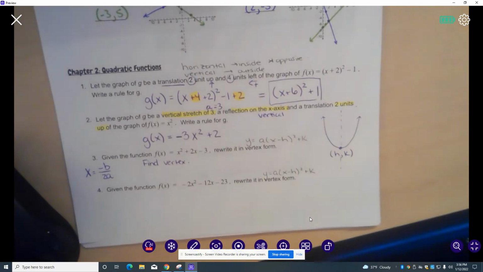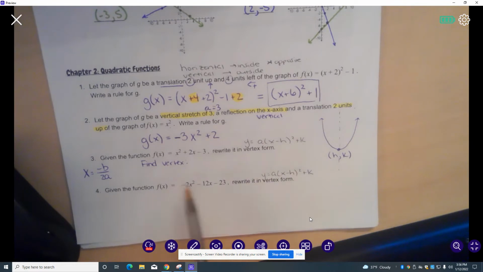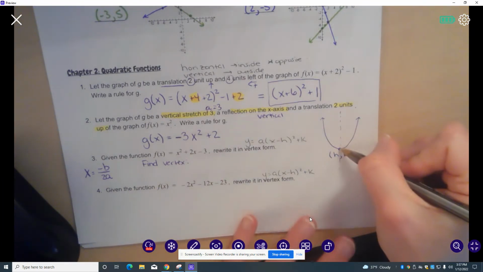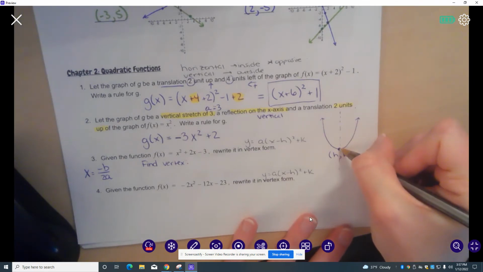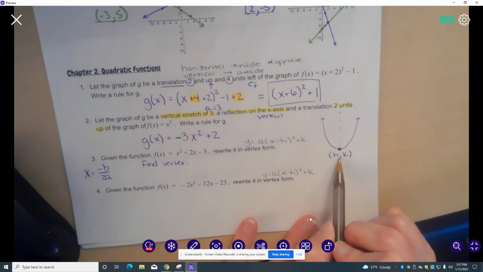All right, and number 3 and 4, we are given a quadratic function in standard form, and we need to rewrite it in vertex form. So I reminded us here, you'll have this formula on the exam, but here's our formula in vertex form. In order to write something in vertex form, we need to find the vertex. So I just made a rough sketch of this parabola here, and remember the vertex is the minimum or the maximum, and (h, k) is the point of the vertex, the x and the y coordinate of our vertex.